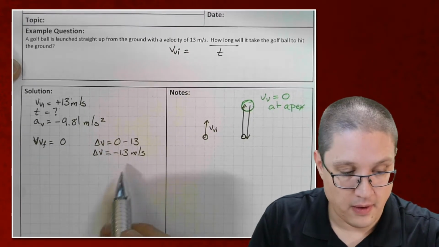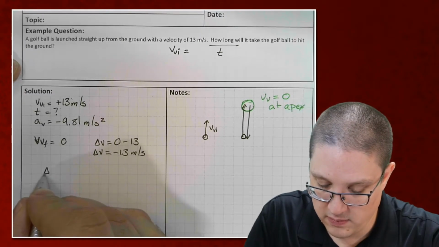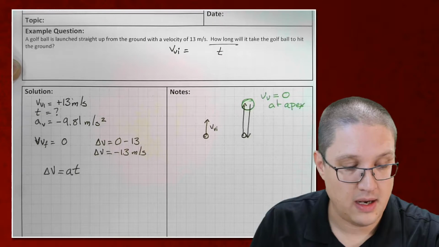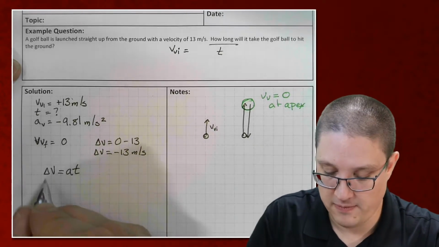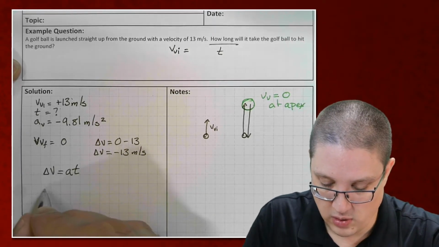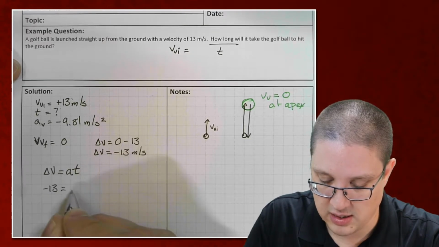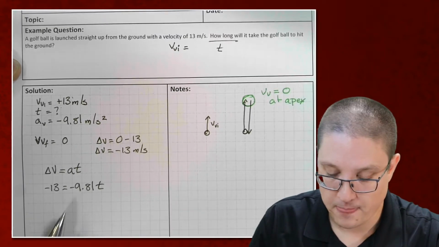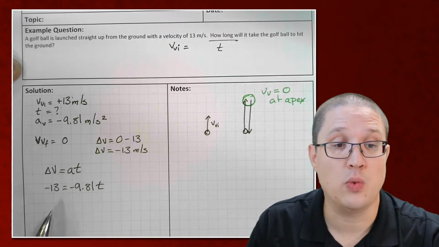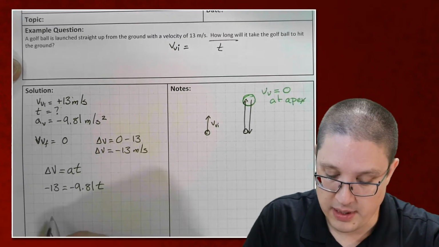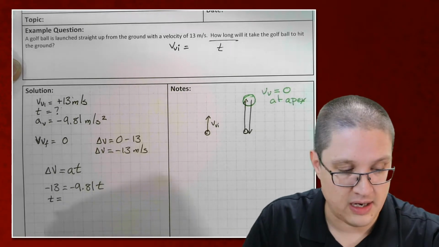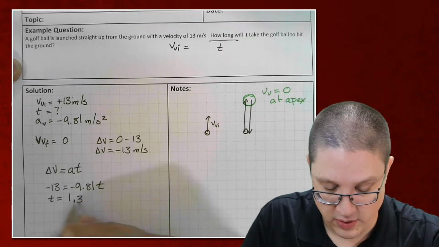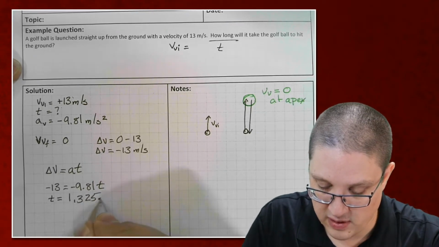Knowing that, I can use a simple formula. Delta V is my acceleration times time. This is a grade 10 formula, V equals AT. So I can go negative 13 is negative 9.81 T. You have to be careful with our negatives. These will cancel out, which is good because my time will need to end up being positive. So in this case, my time is 1.325 seconds.